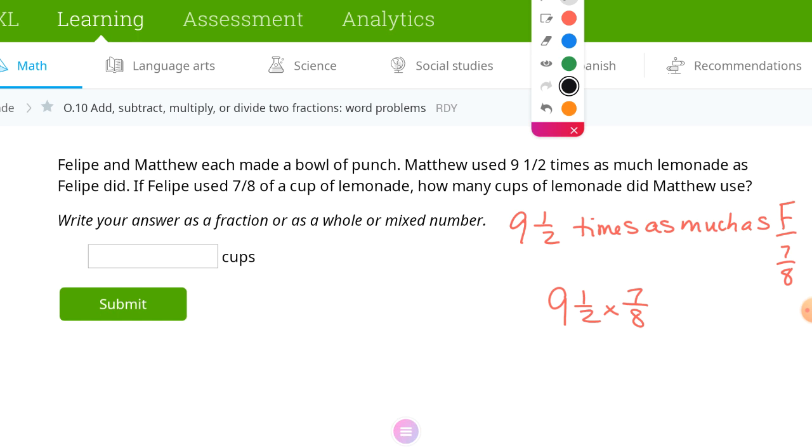19 over 2 times 7/8. Okay, in a nice world, what would happen here? We could cross reduce. Can we cross reduce here? No. Nope. Bryce, what's 19 times 7?